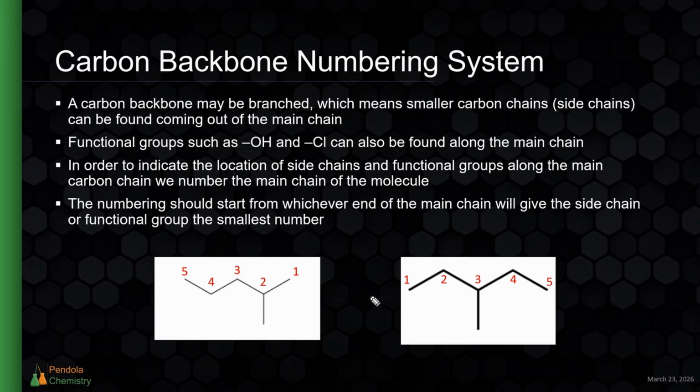If we start from here or here, we will get the exact same answer because if we start from the right side, we number 1, 2, 3, 4, 5. The side chain will still be on carbon number 3 with 1 carbon on the side chain. So it doesn't matter which side we start from, we will end up with the same answer. So in this one, starting from either direction is the same, whereas in the previous one, we have to start from the right side to get the smallest number for our side chain.